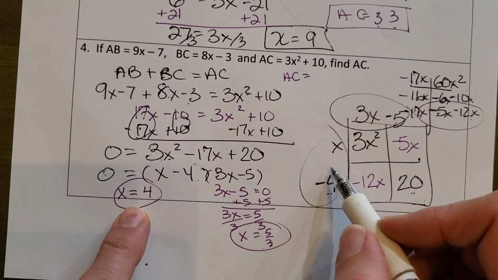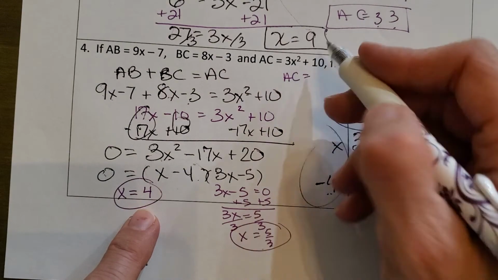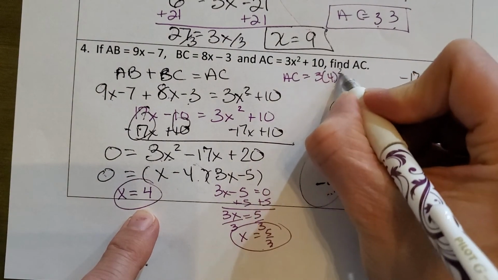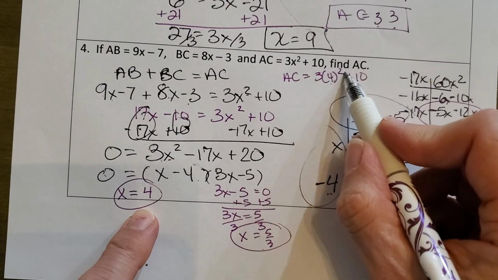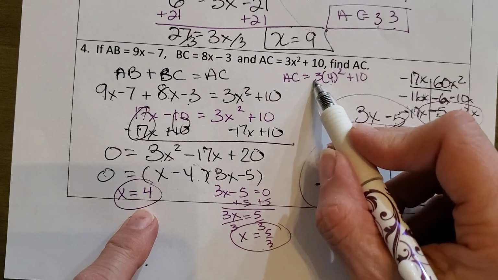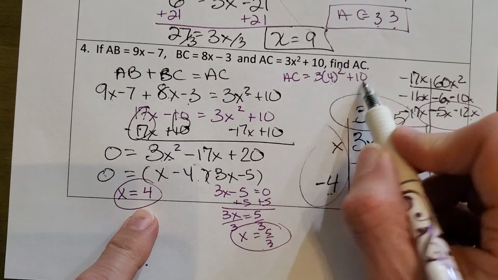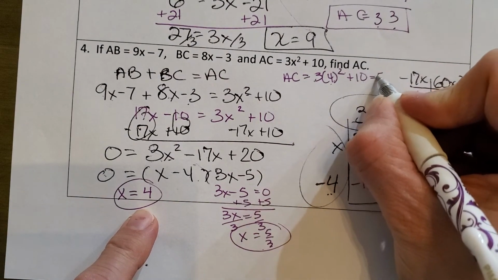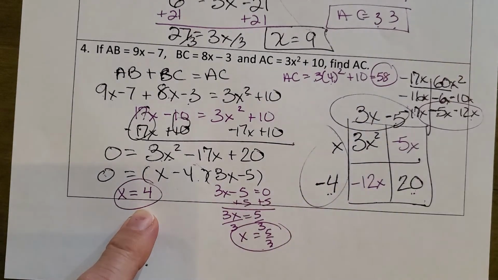So first I'll try my 4. What's 3 times 4 squared plus 10? Well, 4 squared is 16. 16 times 3 is 48. And 48 plus 10 is 58. So one of my ACs is going to be 58.